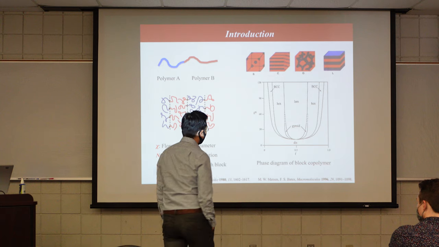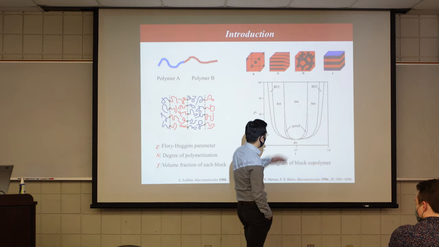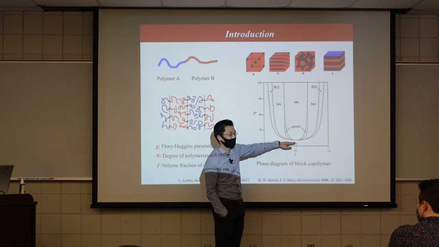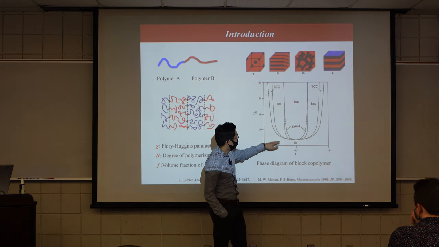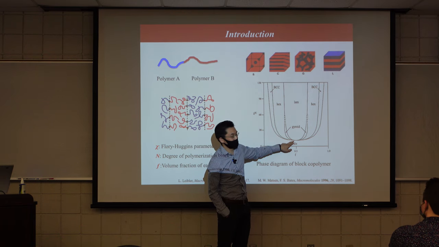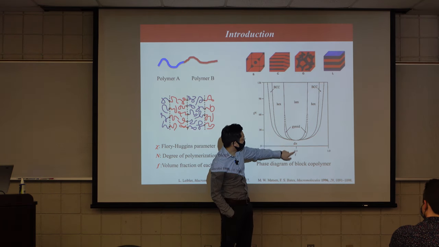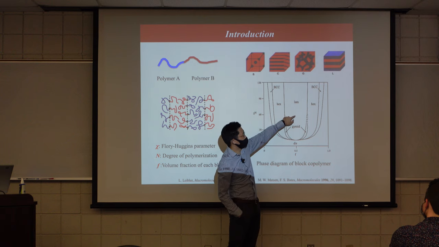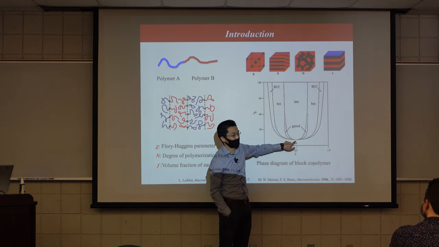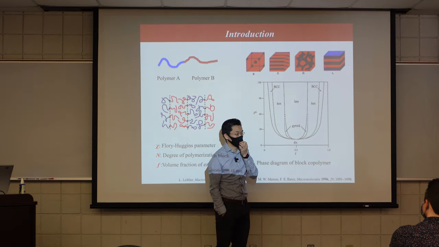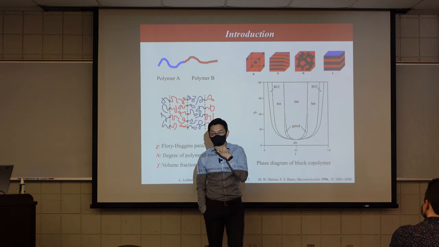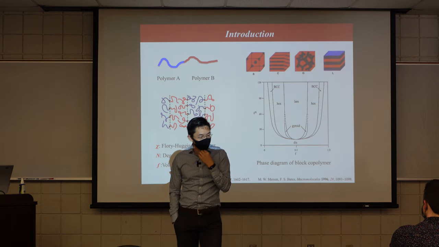Okay, so let's say I made a PS-polyisoprene with a molecular weight of about 10 kilodalton. If you calculate chi N, it might sit here, but now I made both blocks longer. I'm going to keep the volume fraction the same, but I can go up in segregation strength. So I could basically go from disordered to ordered states. Okay? So the higher the molecular weight, the stronger the phase separation.